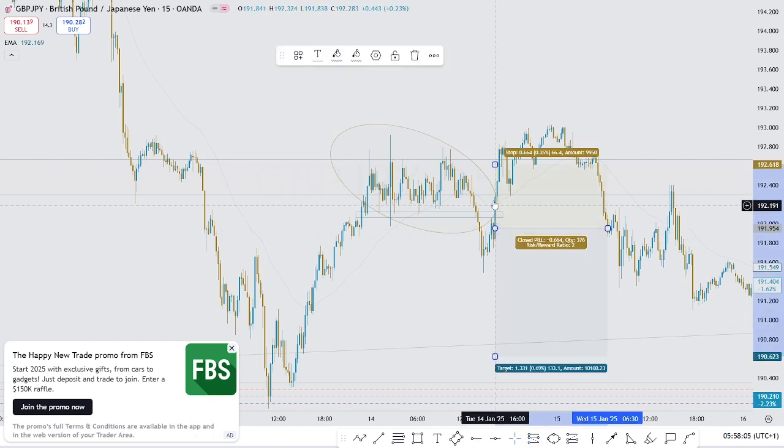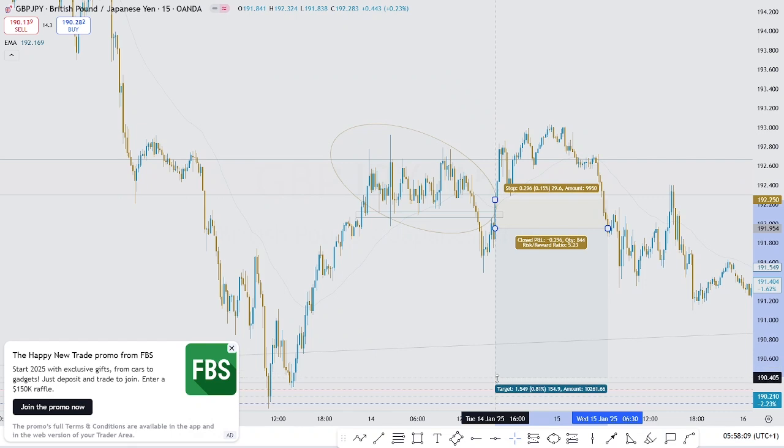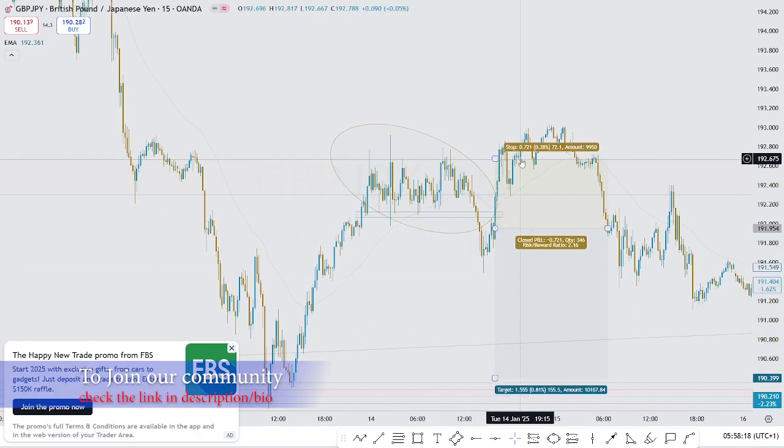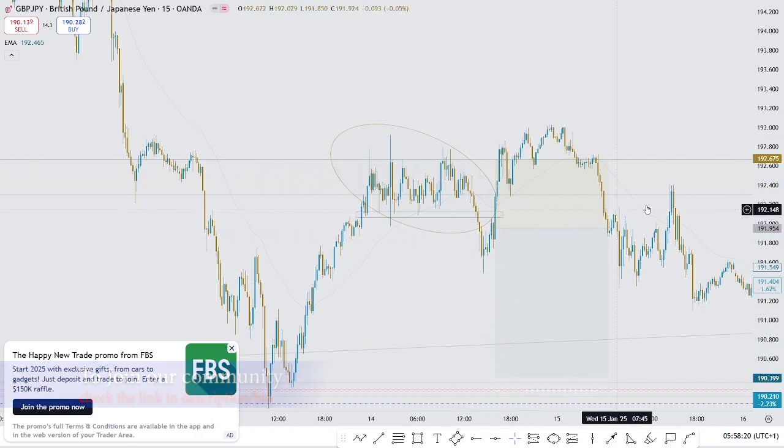I took the trade from here with 5-minute time frame confirmation, and the TP was down here. The SL was somewhere up here. And as you can see, price just went and stopped me out just like that. It was very annoying. After stopping me out, it started going in my direction.